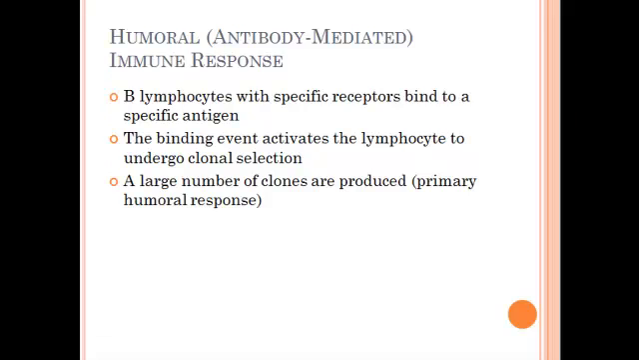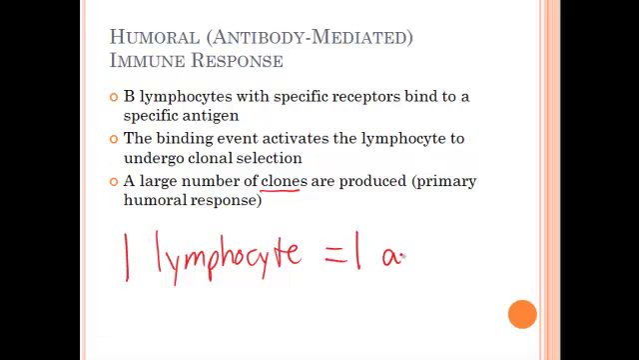When they bind to an antigen, that activates the B cell, and it begins to proliferate. It begins to produce cells. And these cells we call clones because they're exact copies of each other. The interesting thing about lymphocytes is that every lymphocyte is specific to one antigen. One lymphocyte per one antigen.